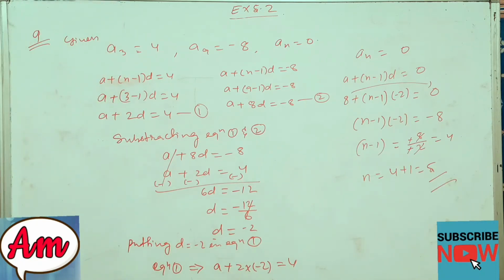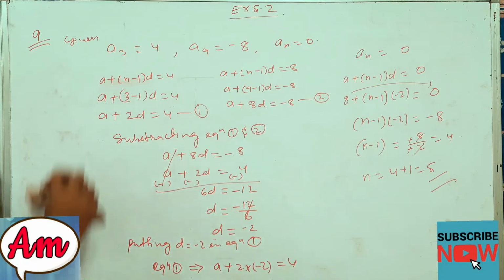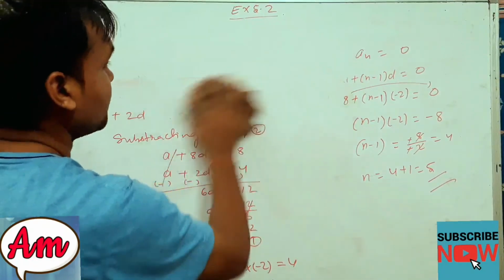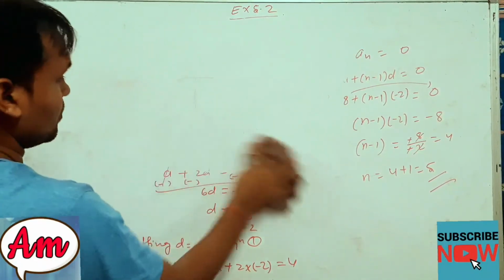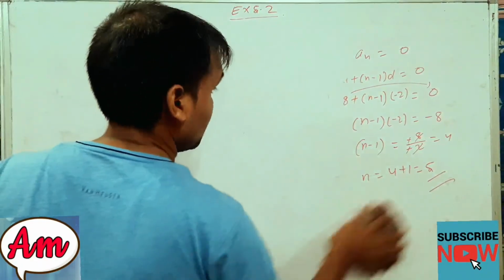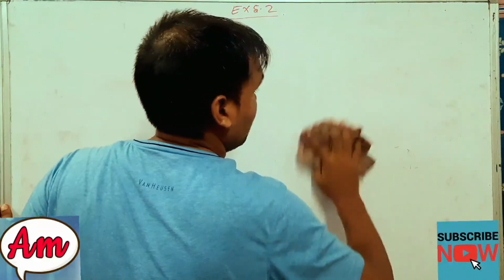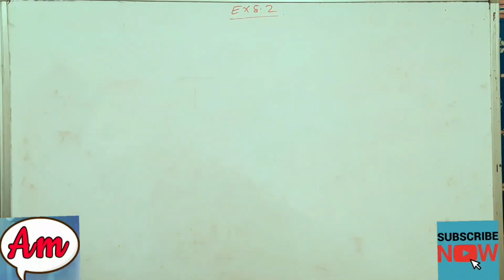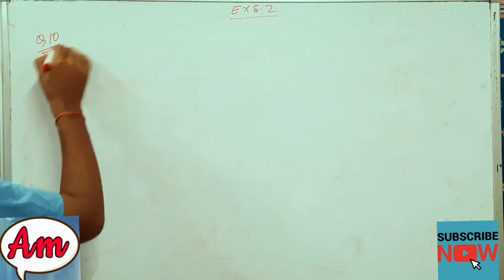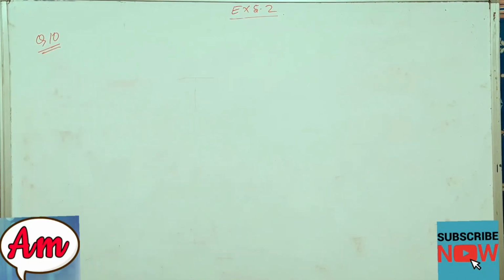Okay, now we shall go for question number 10. Question number 10 we are going to do now. What does it say? The 17th term of the AP exceeds the 10th term by 7. Find the common difference.